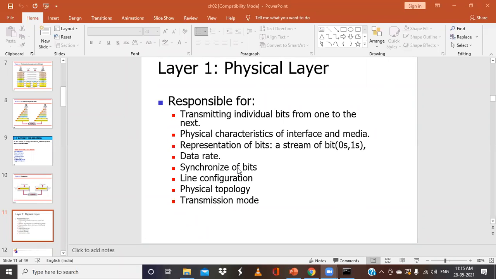In case it is just within the network, it can use point to point. If it wants to have a multi-point, it can have the multi-point configuration. So that will be defined by the physical layer. Next we have the physical topology.